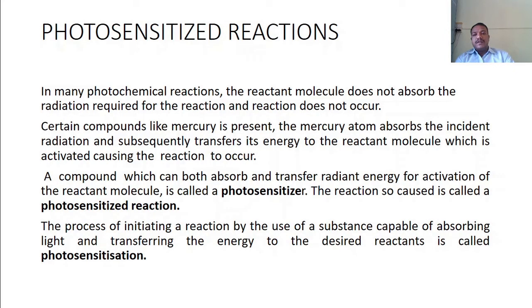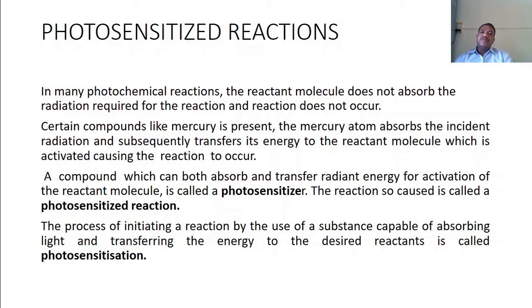Photosensitized reactions. In many photochemical reactions, the reactant molecule does not absorb the radiation required for the reaction, and the reaction does not occur. If certain compounds like mercury are present, the mercury atom absorbs the incident radiation and subsequently transfers its energy to the reactant molecule, which is activated, causing the reaction to occur. A compound which can both absorb and transfer radiant energy for activation of the reactant molecule is called a photosensitizer. The reaction so caused is called a photosensitized reaction.